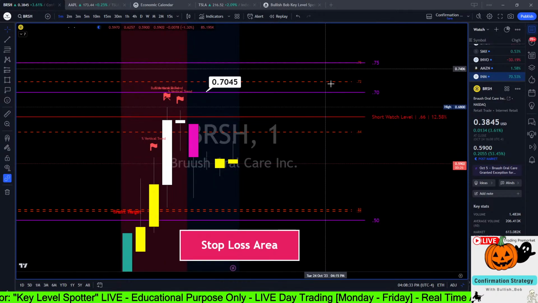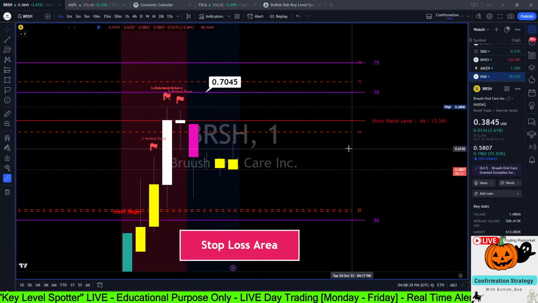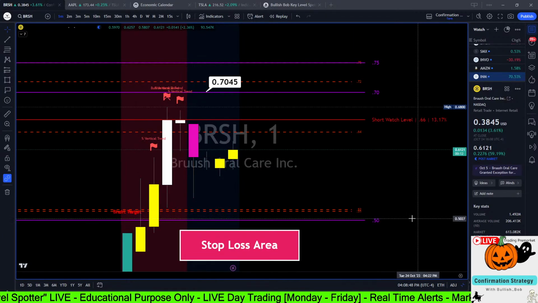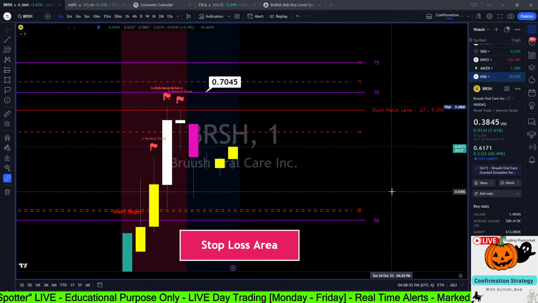I'd like to see it close over 75 cents so we can get that continuation. And it looks like it's going to really fizzle out here. It's got a topping tail. Yellow candle telling us it does have some volume. Not a whole lot of volume, but some. Here we go. BRSH curling up a little bit here. We want to see 70 cents.